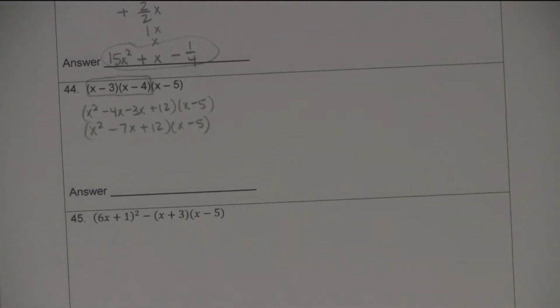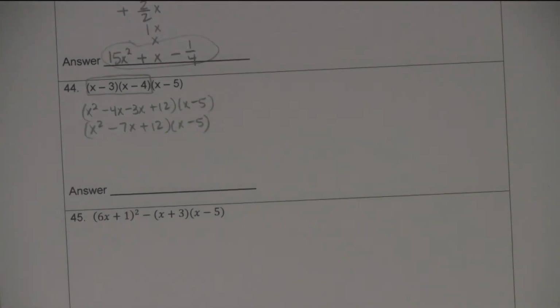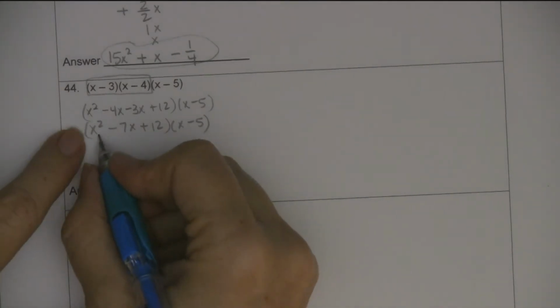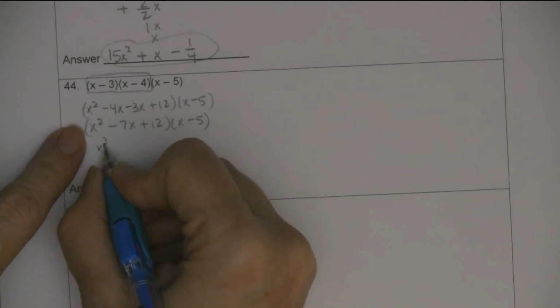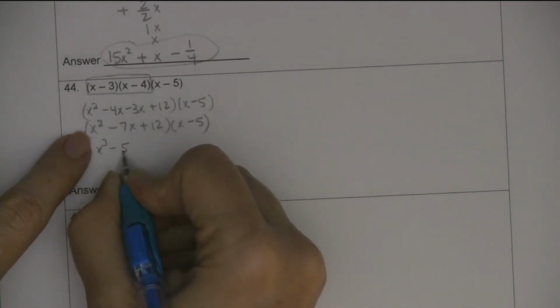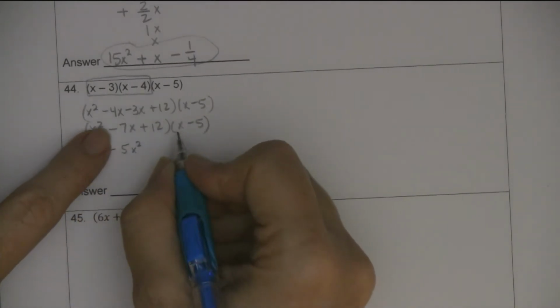And if you wanted to reorder it so it's a binomial times a trinomial, you could. I'm going to just leave it the way it is. It doesn't matter to me. So this is x to the, I'm going to have 6 multiplies. X to the third minus 5x to the second. So I just did those 2.